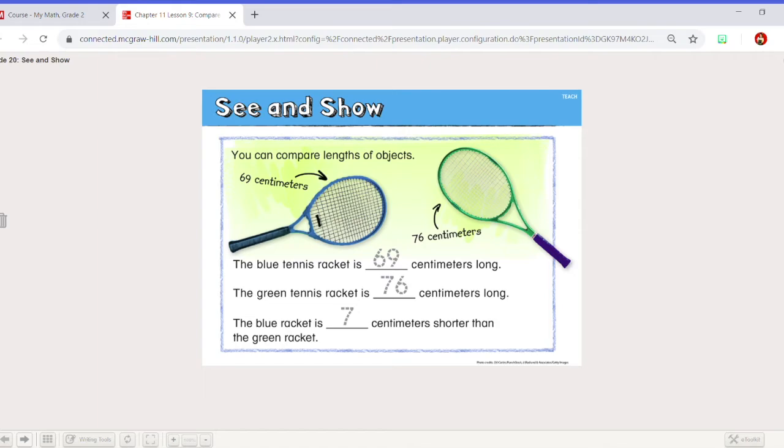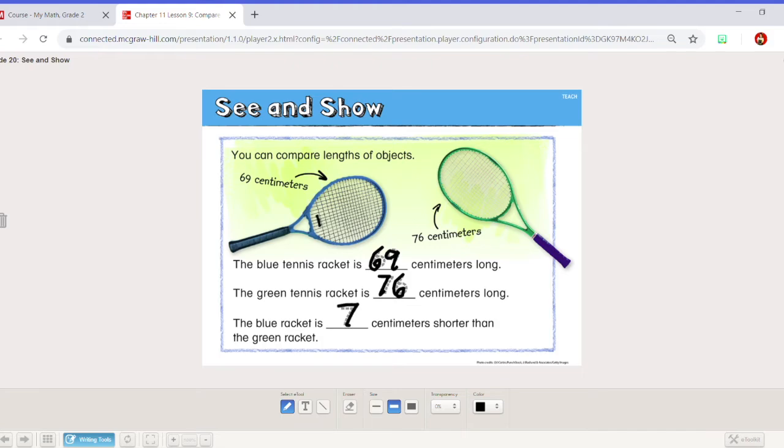So on See and Show, you can see what it talks about with the comparisons. It says you can compare the length of objects. This racket is 69 centimeters. That other racket is 76 centimeters. So when you compare them, you can say the blue tennis racket is 69 centimeters long. The green tennis racket is 76 centimeters long. The blue racket is 7 centimeters shorter than the green racket.